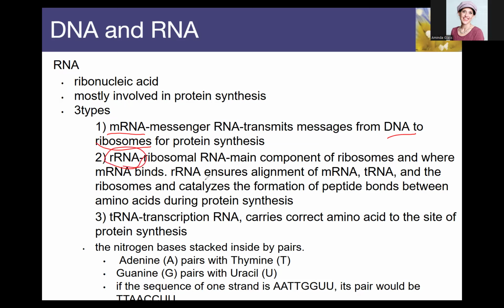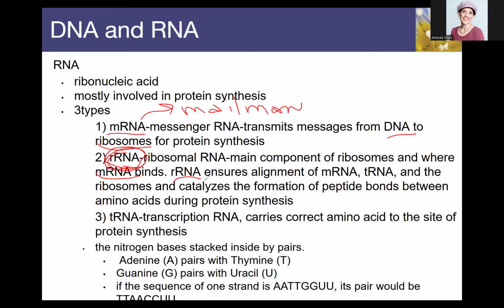Then you have rRNA, which is ribosomal RNA. This is a main component of ribosomes and the place where mRNA, or messenger RNA, binds. Messenger RNA is kind of like the mailman. It takes the messages all around. So this is a mailman. You give him a letter and he transports it. So he takes it to the rRNA and he docks right there in the ribosome.